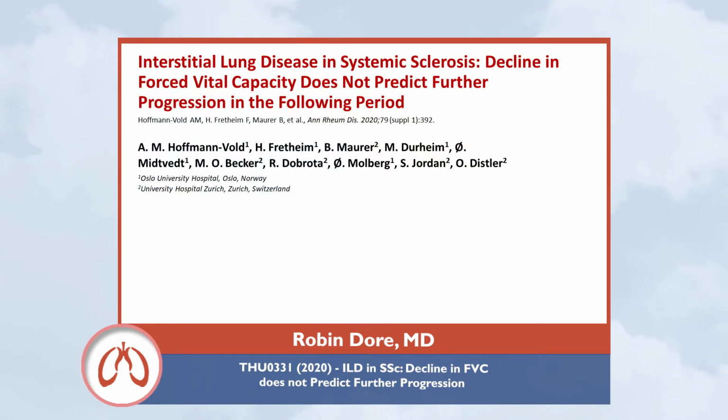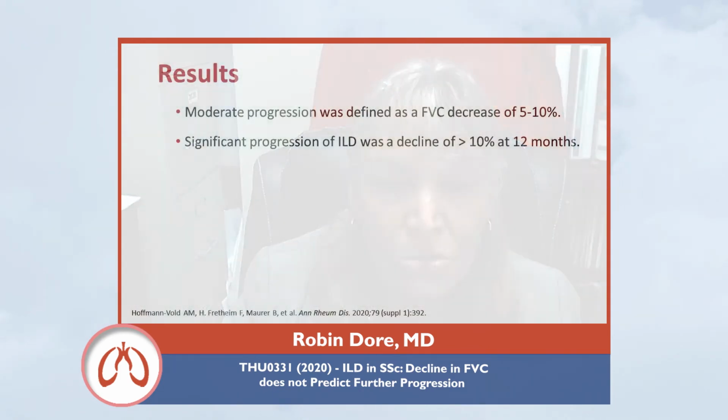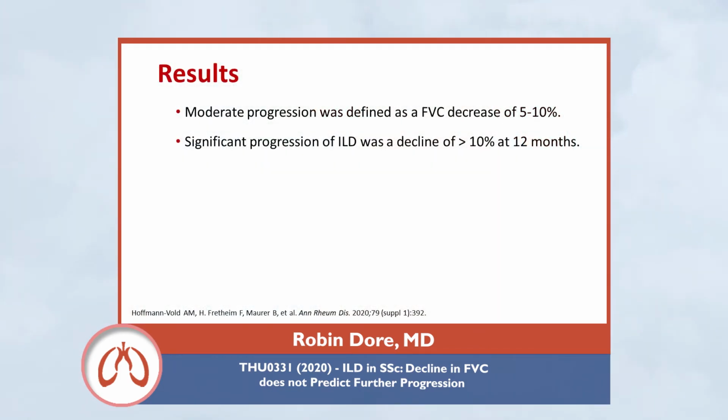So in this study, the purpose was to look at the predictive ability of lung function over 12 months, whether it is able to predict further decline in lung function in these patients with scleroderma and interstitial lung disease. The lung function decline was assessed by an absolute change in forced vital capacity percent predicted. Moderate progression was defined as a forced vital capacity decrease of 5 to 10%. Significant progression of interstitial lung disease was a decline of more than 10% at 12 months.